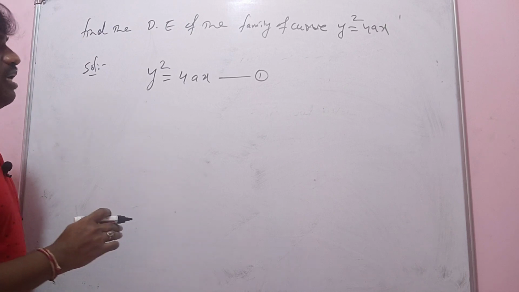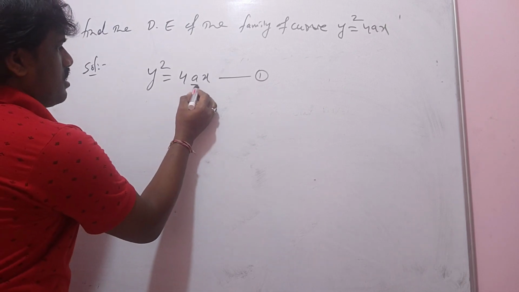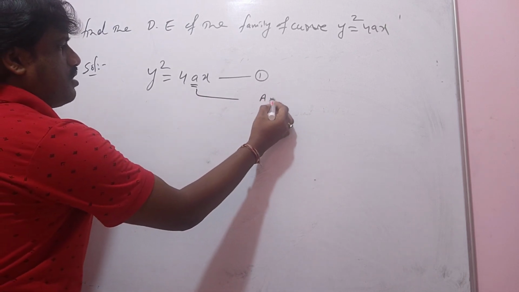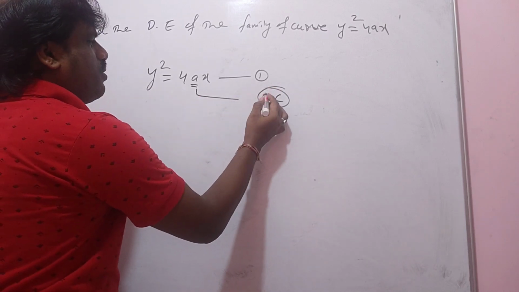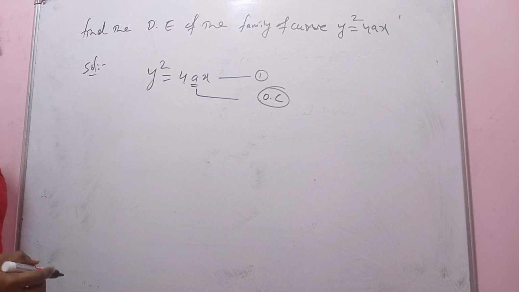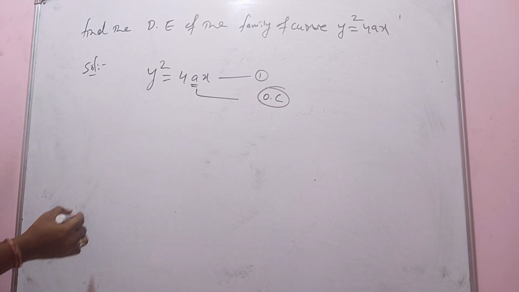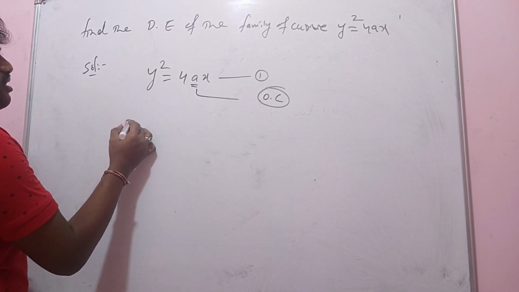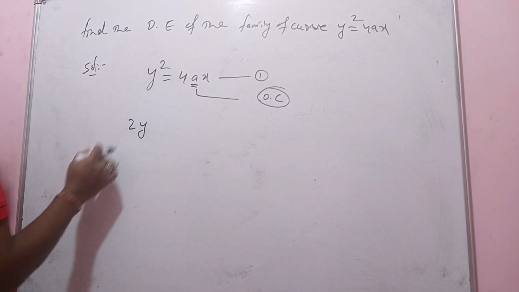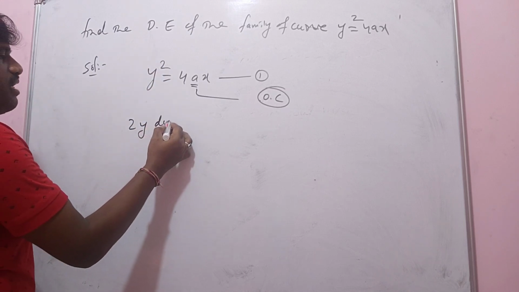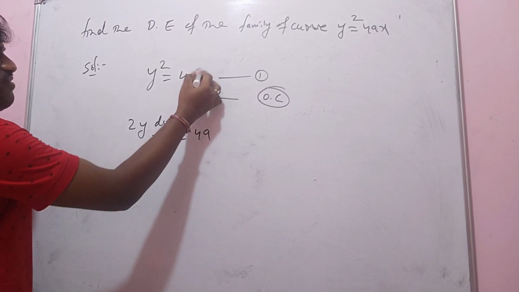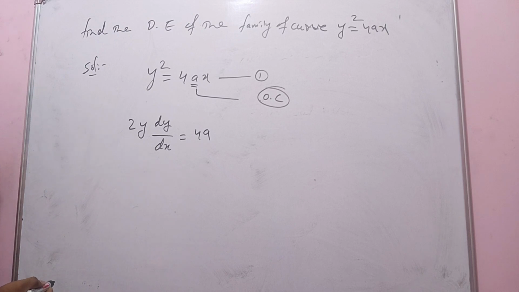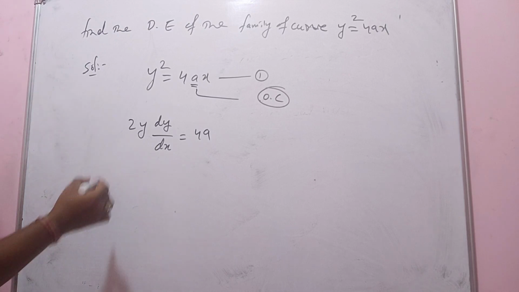So how many arbitrary constants are there? Here a is the arbitrary constant. Remember, arbitrary constant is abbreviated AC, not OC. So you have one arbitrary constant, so differentiate this. The differentiation of y square is 2y dy by dx, equal to 4a, which I keep as it is. The differentiation of x is 1.